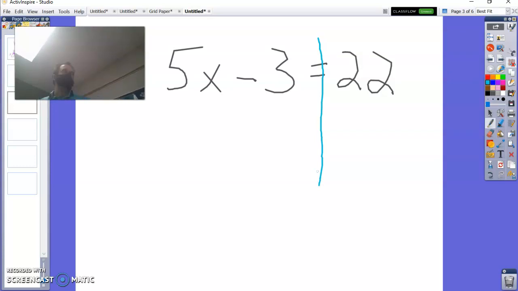Which one am I going to undo first? The 5 or the 3? The 3. Huh? 3, thank you. So I'll undo the 3 by doing what? No. Addition. I undo subtraction with addition. That was Dylan, everybody. That was Dylan. Okay. So I'll do plus 3.